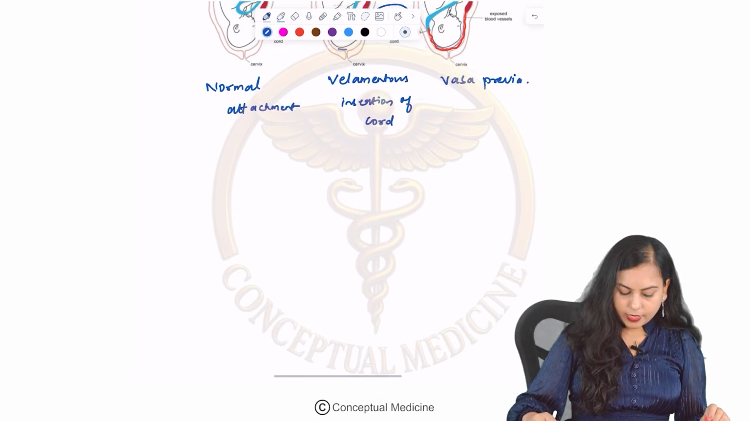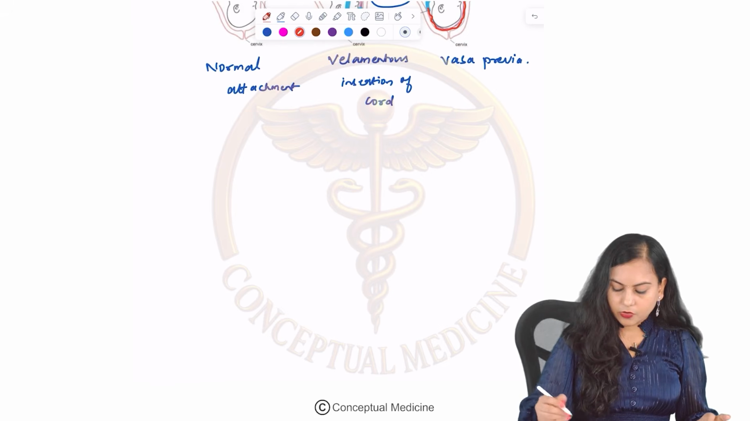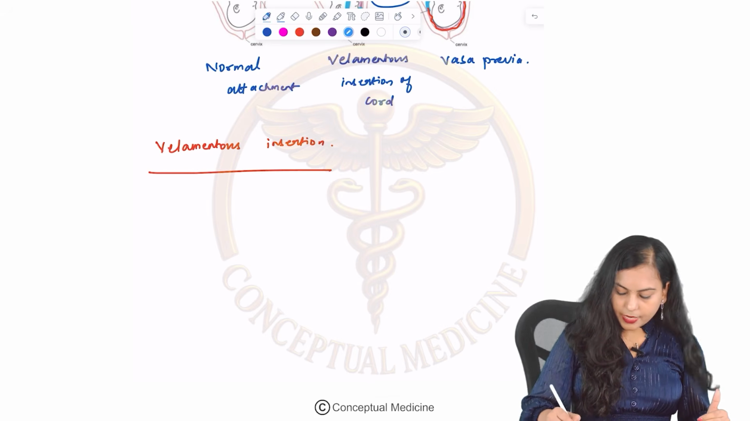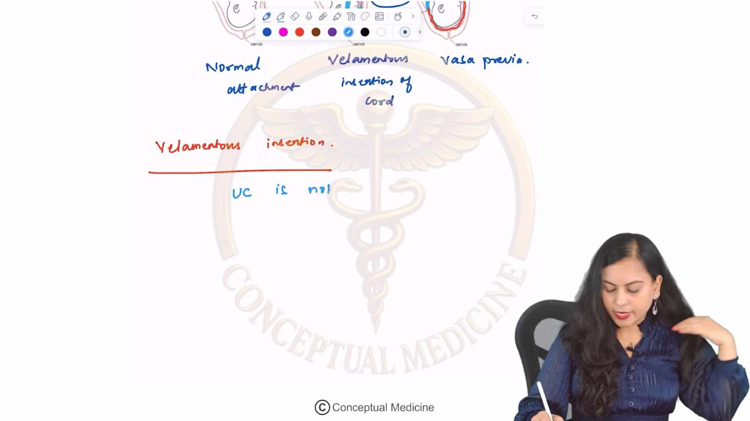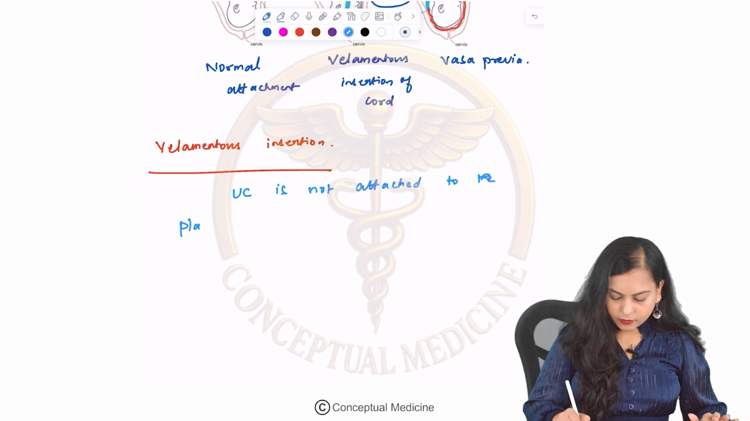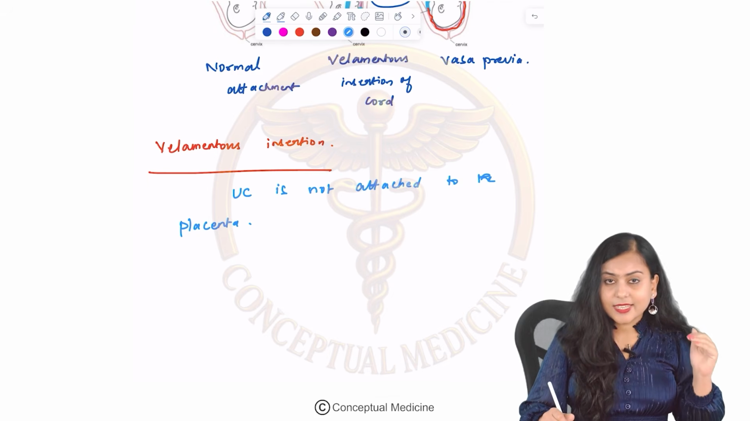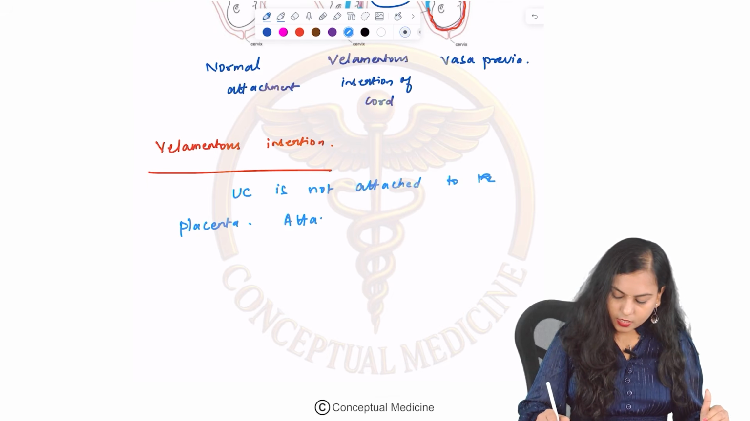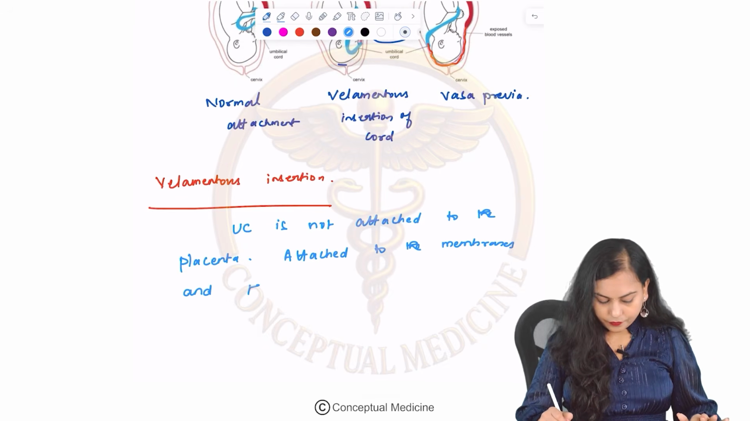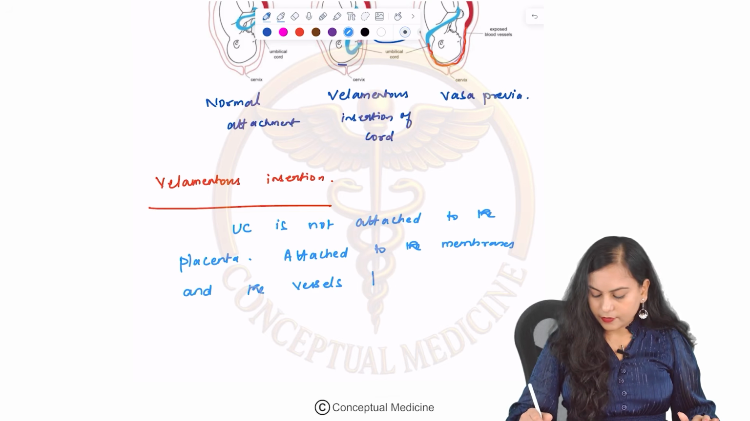Yes. Now, let us talk something on these conditions. As I told, what is filamentous insertion of cord? Umbilical cord is not attached to the placenta, right? Instead, it is attached to the membranes and the vessels pass through the membranes, the vessels travel through the membranes.